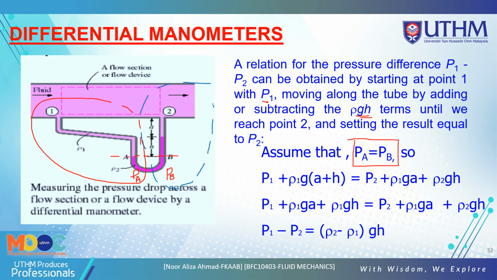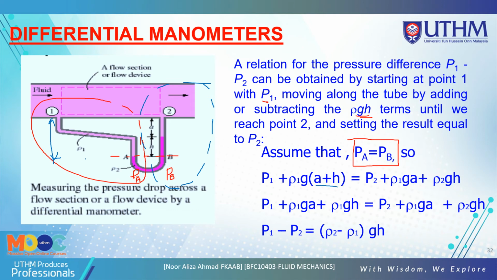Left and right side: this is left, this is right, so this is PA, this is PB. At PA, they just consider the pressure at 1 here. So that's why we put pressure at 1 plus the pressure gauge along this fluid: density 1, because this is fluid 1 here, density 1 times g times the height of this fluid here. So the height is A plus H, so that's why you use A plus H.